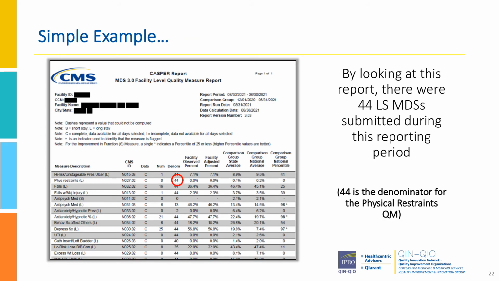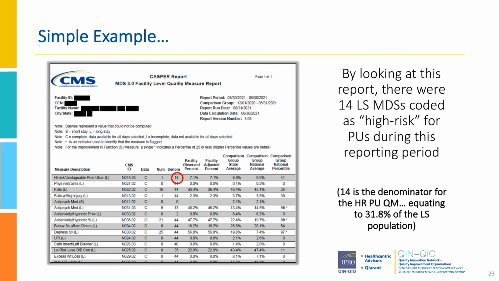Now I'm going to use an example of a facility level quality measure report that's available through the CASPER system. Now I take into account the QM specifications, and I know that there are no exclusions in the physical restraint quality measure, and I know that it's a long stay quality measure. So I know by looking at the denominator for physical restraints that there were 44 long stay MDSs in the system at the time of this report. So the long stay population at the time of this report was 44.